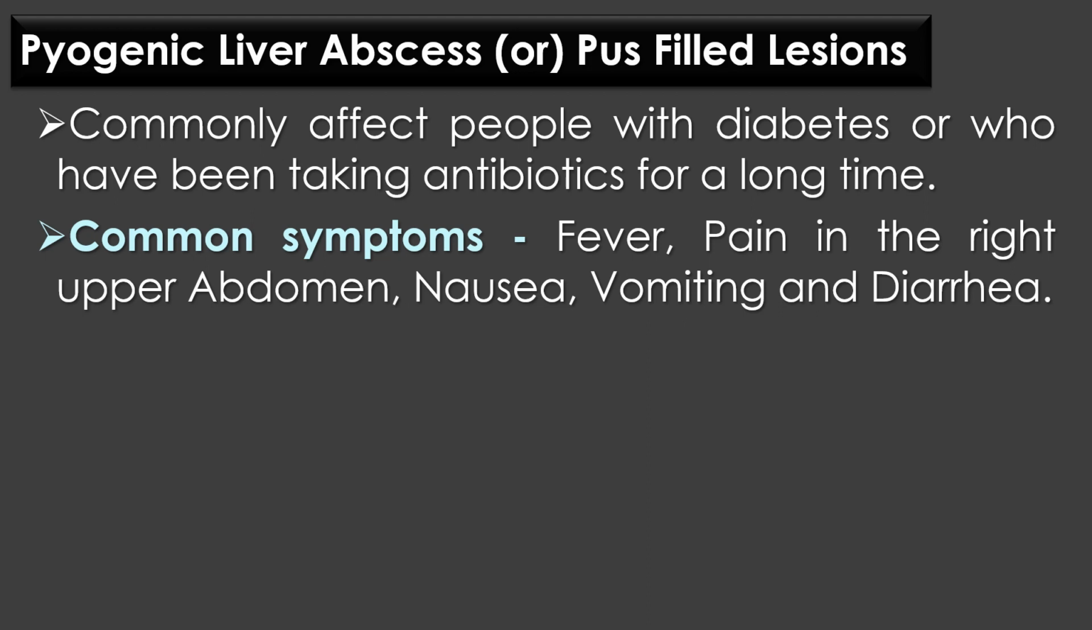The sixth clinical disease caused by the Klebsiella pneumoniae is pyogenic liver abscess. Often, Klebsiella pneumoniae infects the liver. This can cause a pyogenic liver abscess, or a pus-filled lesion. Klebsiella pneumoniae liver abscess commonly affects people with diabetes or who have been taking antibiotics for a long time. Common symptoms of pyogenic liver abscess include fever, pain in the right upper abdomen, nausea, vomiting, and diarrhea.